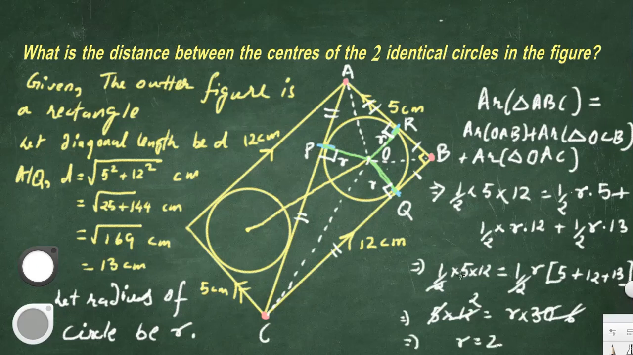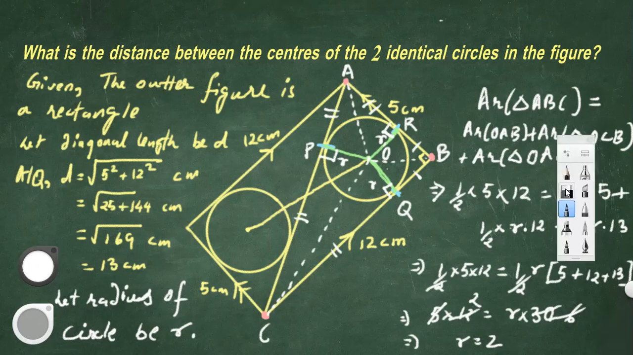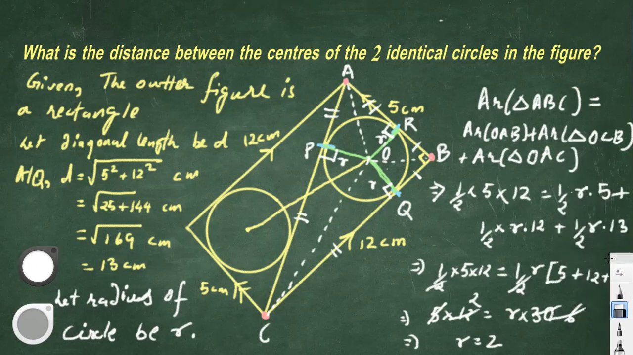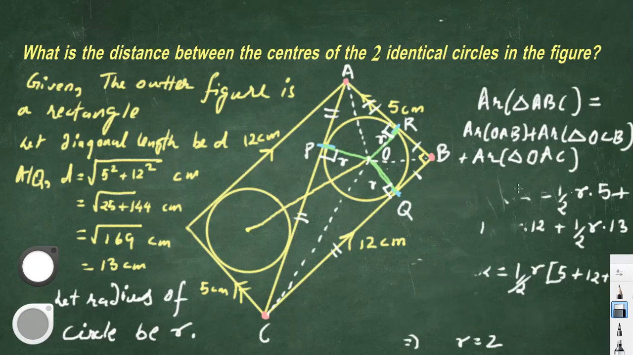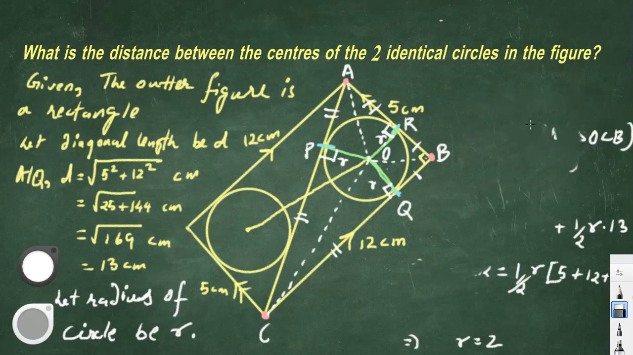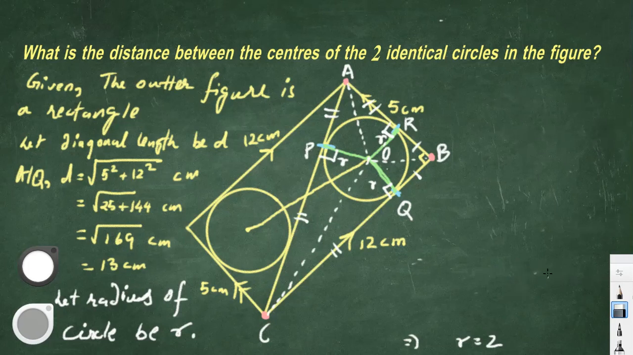So I'm going to take a next page. So I got the radius R equals 2. Now, let me just clear this space out. Now, we know that the radius is equal to 2. So now if you look at the triangles, I'm going to make some changes in the figure.